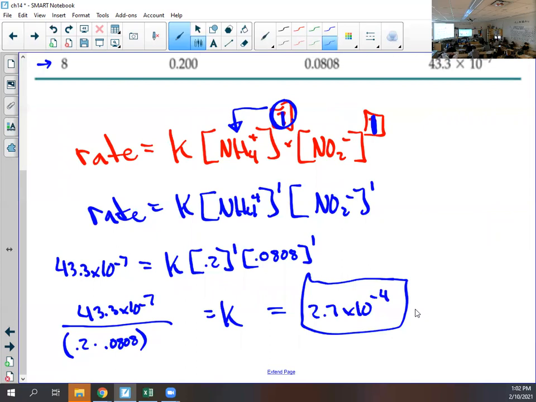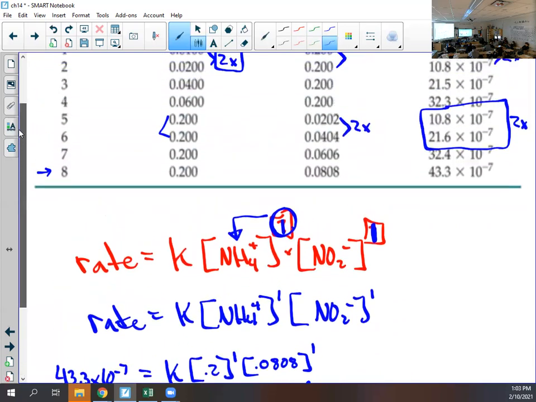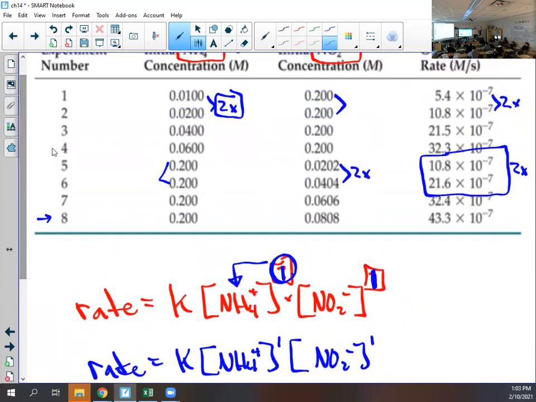Okay, now, you know what I can do once I have K? Then you can plug it in. I can do whatever I feel like. So remember this number, 2.7 times 10 to the negative 4. It might be off the screen. Okay, I want to know the rate then. If I have 0.045 and 0.25, tell me my rate with these two initial concentrations.